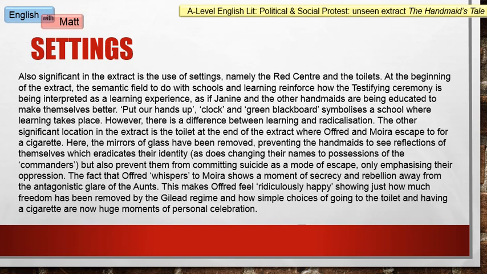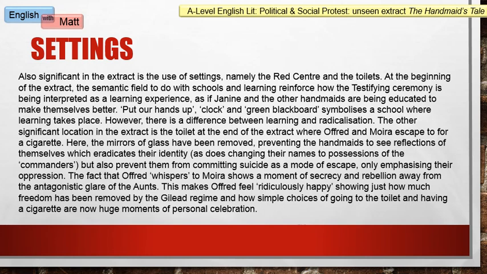So this paragraph says, also significant in the extract is the use of settings, namely the Red Centre and the toilets. At the beginning of the extract, the semantic field to do with schools and learning reinforce how the testifying ceremony is being interpreted as a learning experience, as if JANINE and the other handmaids are being educated to make themselves better. Put our hands up, clock, and green blackboard symbolises a school where learning takes place. However, there is a difference between learning and radicalisation.